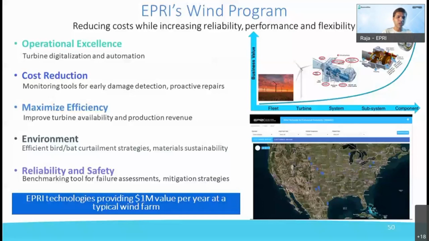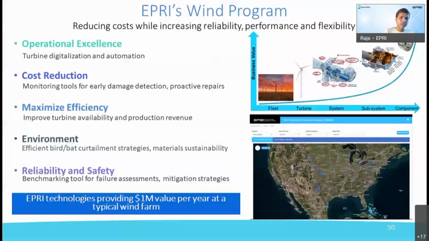One is operational efficiency and excellence. Brandon, Ron, and others spoke about turbine digitalization and automation. That's the key, especially for the new wind operators who are getting into the market. They need assistance in terms of collecting the smart data sets before they get the keys for the wind farm, so that right from day one, they are efficient enough to start monitoring their fleet.